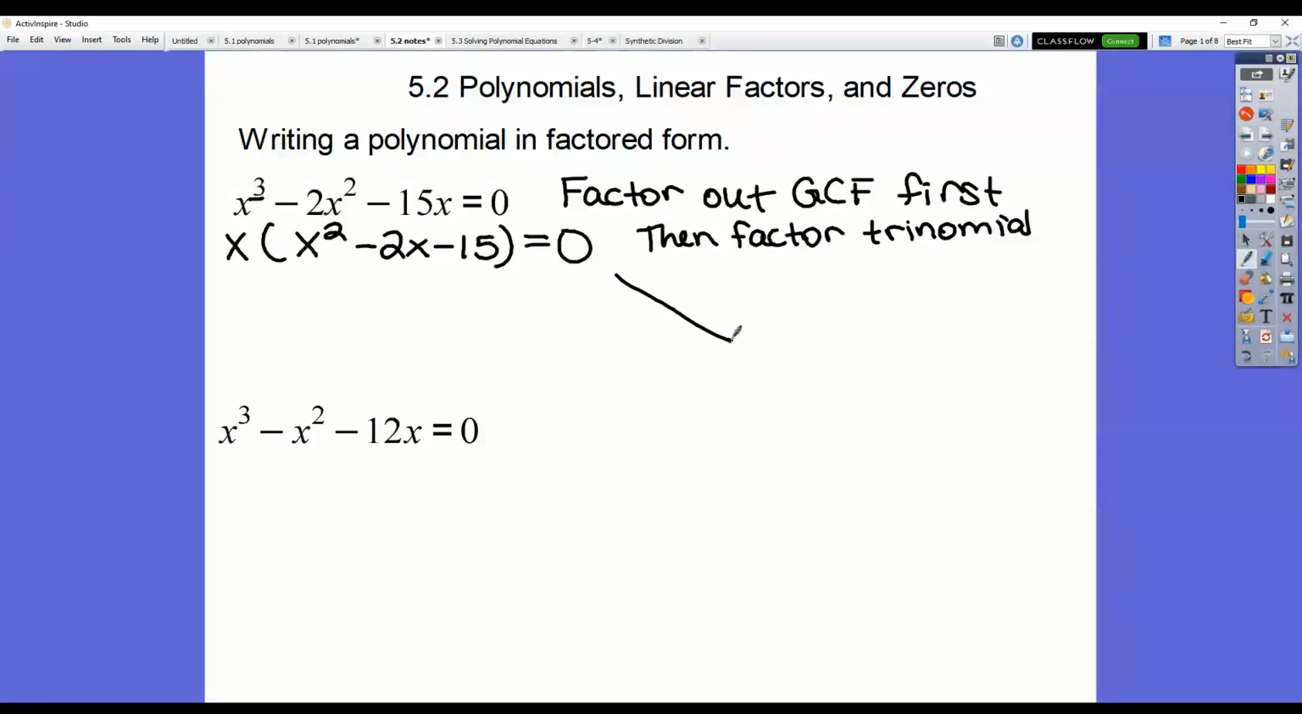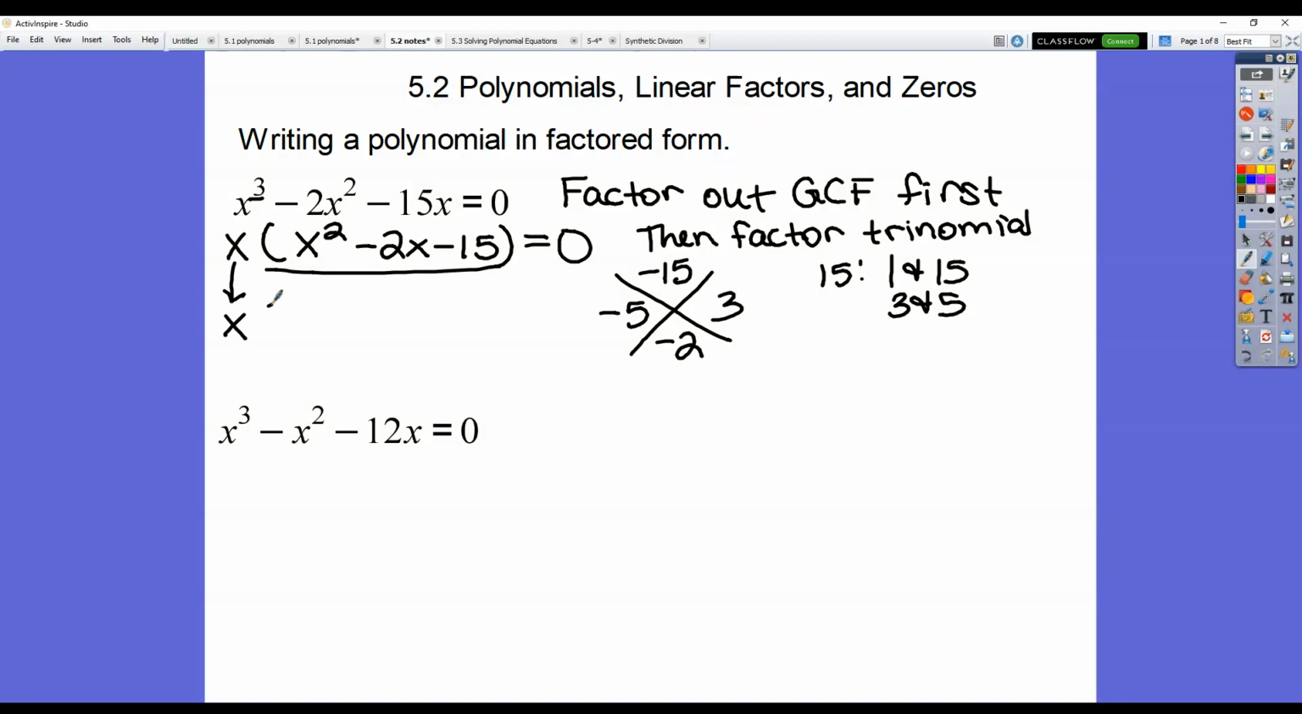So like here, this is the trinomial. What multiplies to negative 15 and adds to negative 2? So think of your factors of 15. We got 1 and 15, 3 and 5. Well, the answer is negative 5 and 3. Now, don't forget, we took out an x, so the x has to come down. So my factors are x times x minus 5 times x plus 3. The first one is factored.